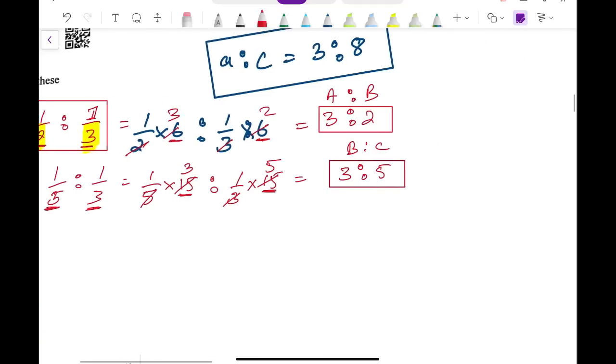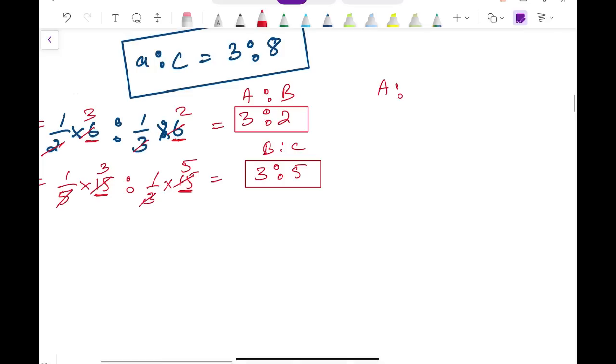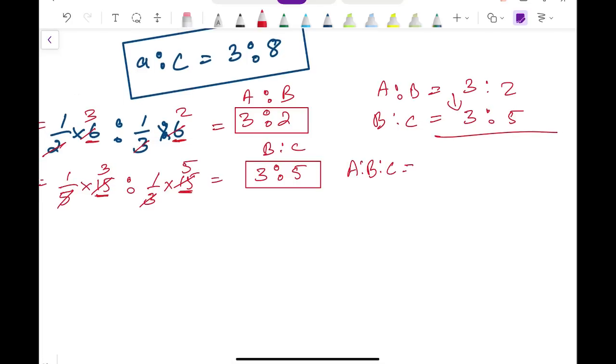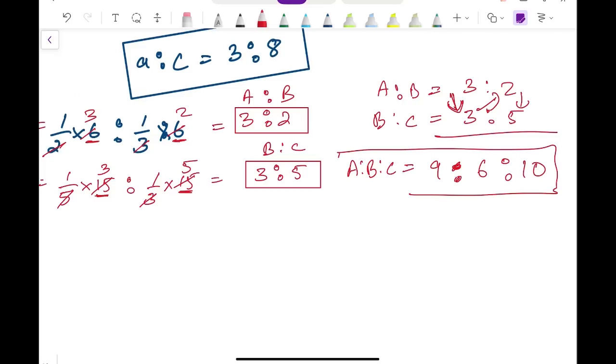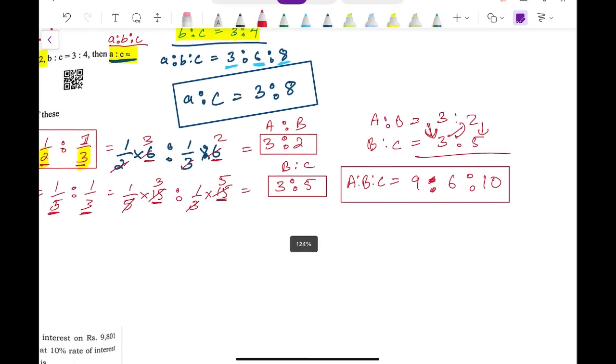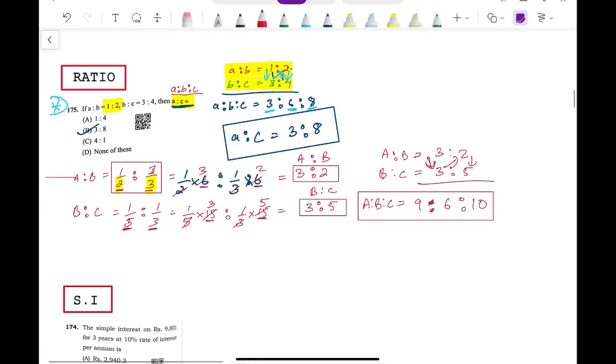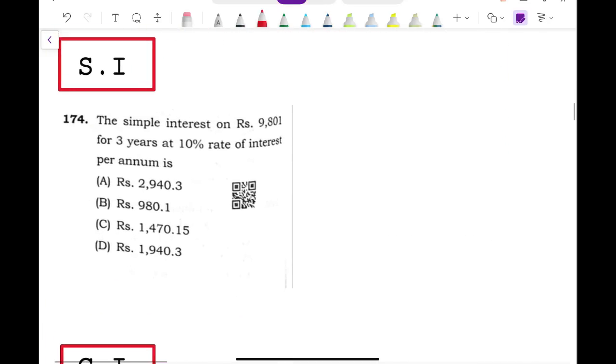Earlier we have learned that A is to B is given as 3 is to 2. B is to C is given as 3 is to 5. So what do we do? We multiply these two. A is to B is to C is nothing but you multiply these two. 3 3s are 9, is to, you multiply these two again, 3 2s are 6 and 2 5s are 10. So the A is to B is to C ratio is nothing but this one only. So that's also an important concept. Keep that in mind. Now let's go to simple interest and compound interest.